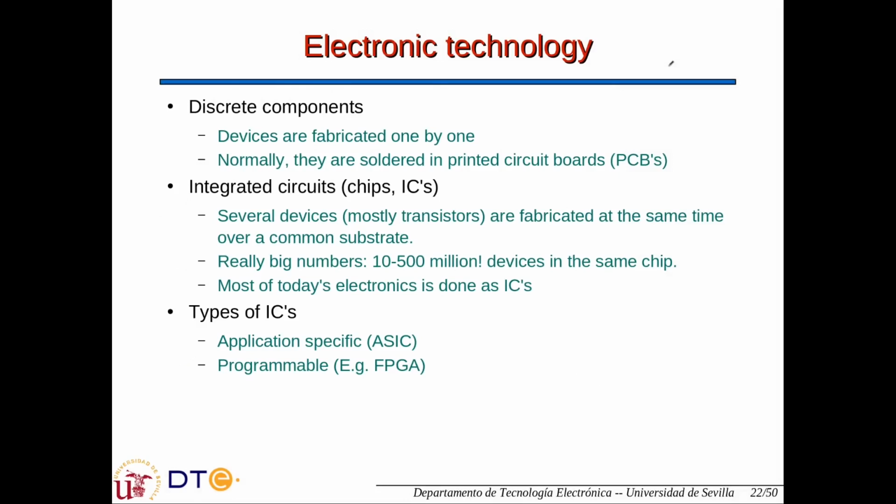Electronic technology has evolved during the last few decades, in the last 50 years or so. It started using discrete components, and then it advanced to using integrated circuits, where many components, mostly transistors, could be put inside a single device. And we will see how this evolution has been, and also some types of integrated circuits.